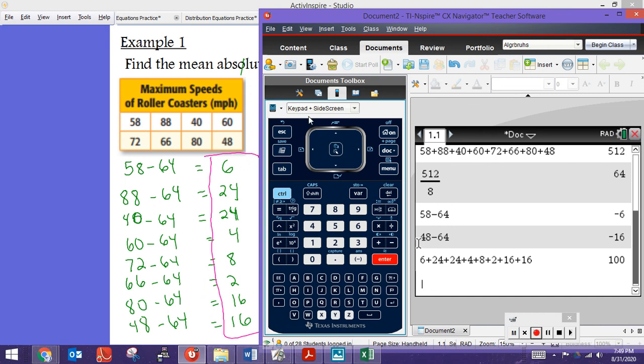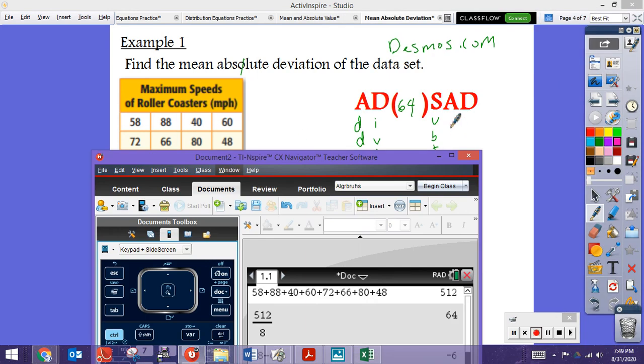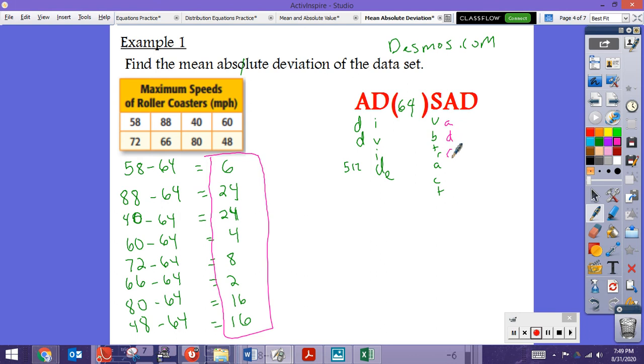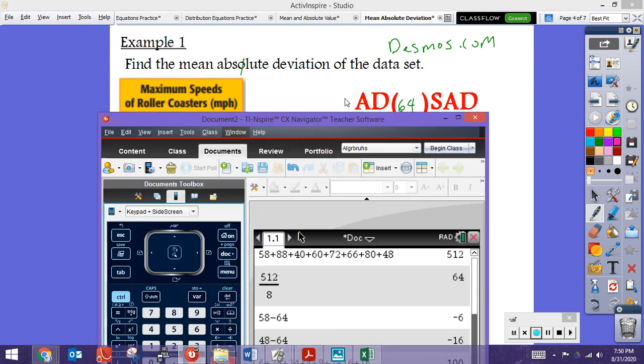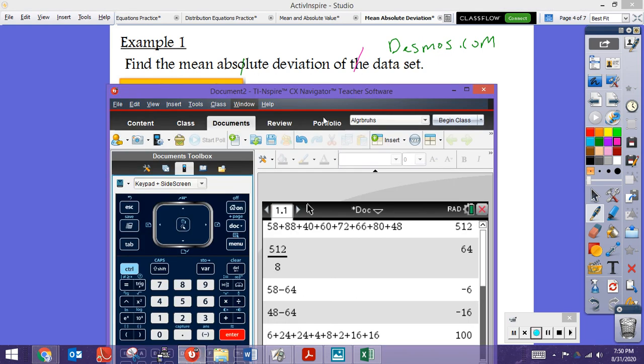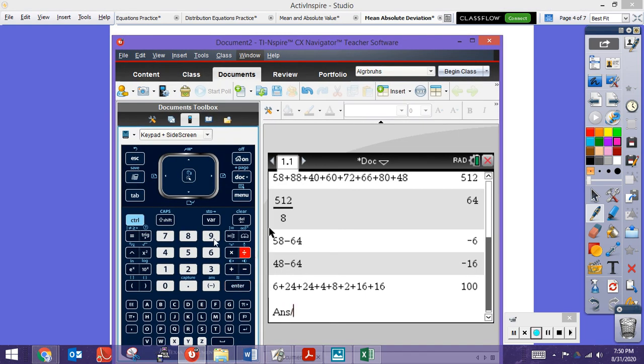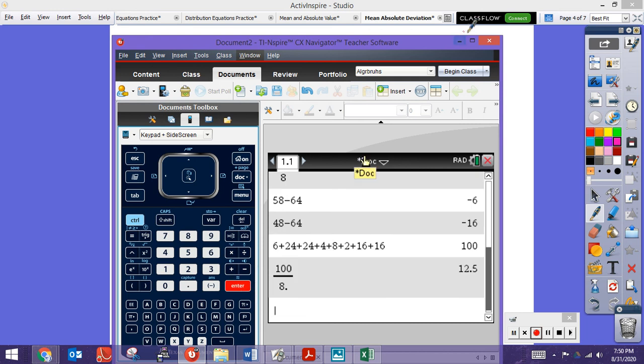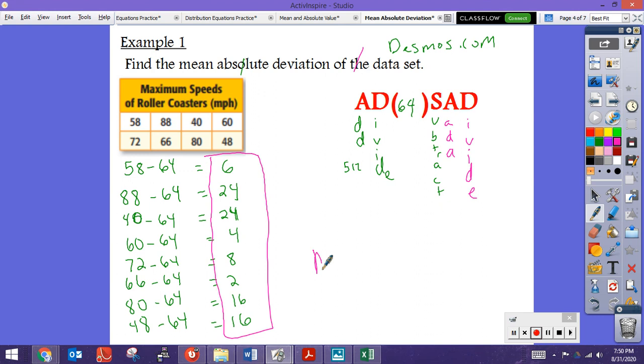And then to finish it off, the last step, you added, and now you divide by 8, right? You're getting the average of that. And you get 12.5. So the mean absolute deviation is 12.5.